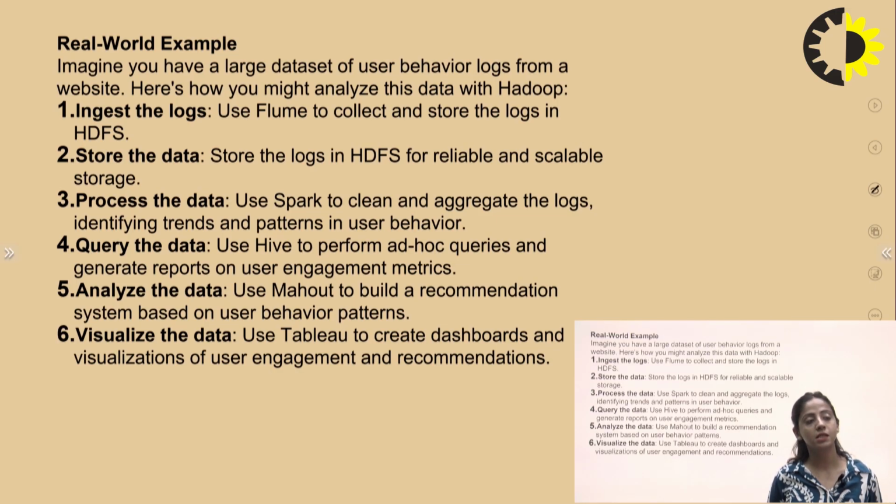Number three is process the data. Use Spark to clean and aggregate the logs, identifying trends and patterns in user behavior. Number four is querying the data. Use Hive to perform ad hoc queries and generate reports on user engagement metrics. Number five is analyze the data. Use Mahout to build a recommendation system based on the user behavior patterns. Then number six is visualizing the data. Use Tableau to create dashboards and visualizations of user engagement and recommendations.